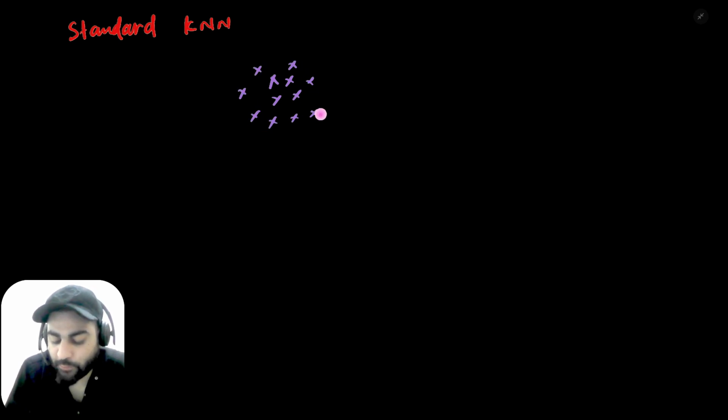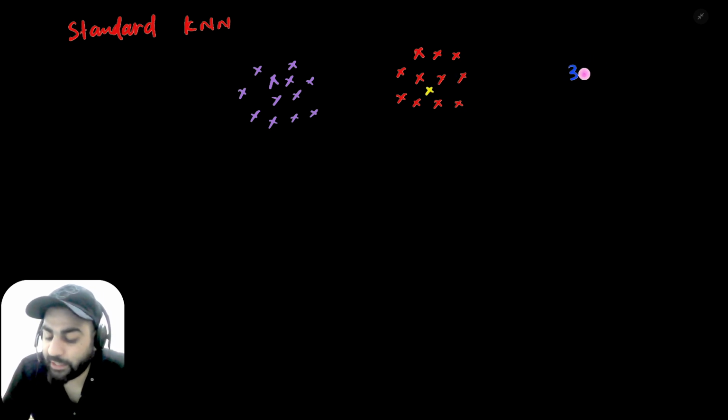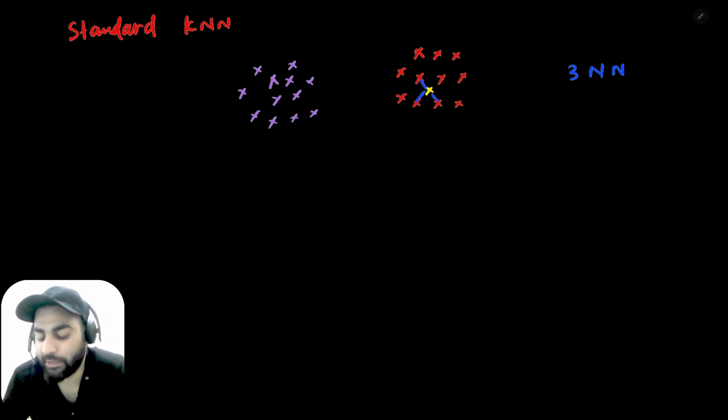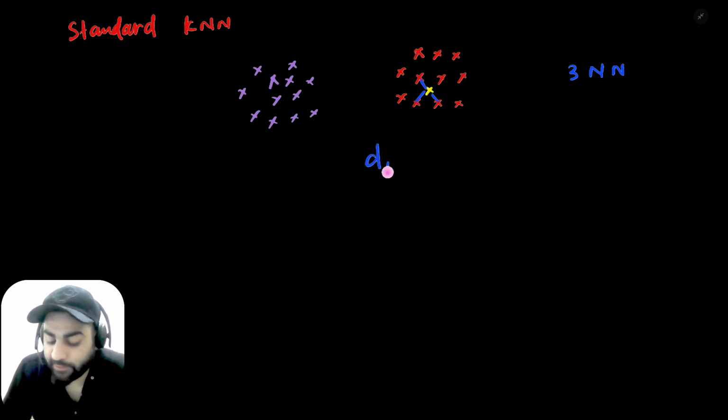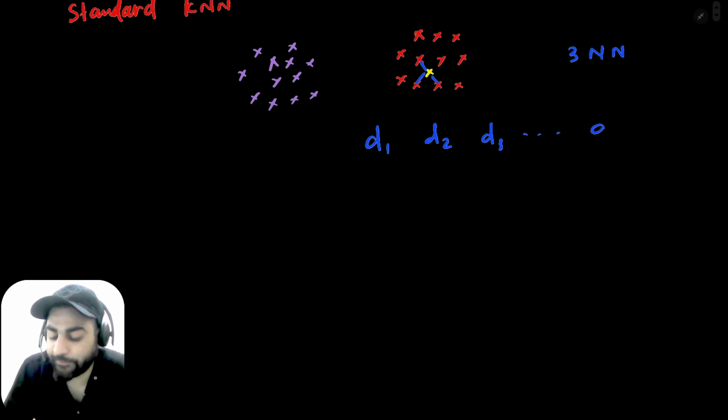Let's discuss standard KNN again. I won't write the algorithm, I'll just show you what it does. For example, suppose we have two clusters like this, one cluster and another cluster. And this is a query point. Suppose it's 3NN, three nearest neighbors. We'll compute the distance from the query point to the points, D1, D2, D3. Actually, we'll compute all the Dn.